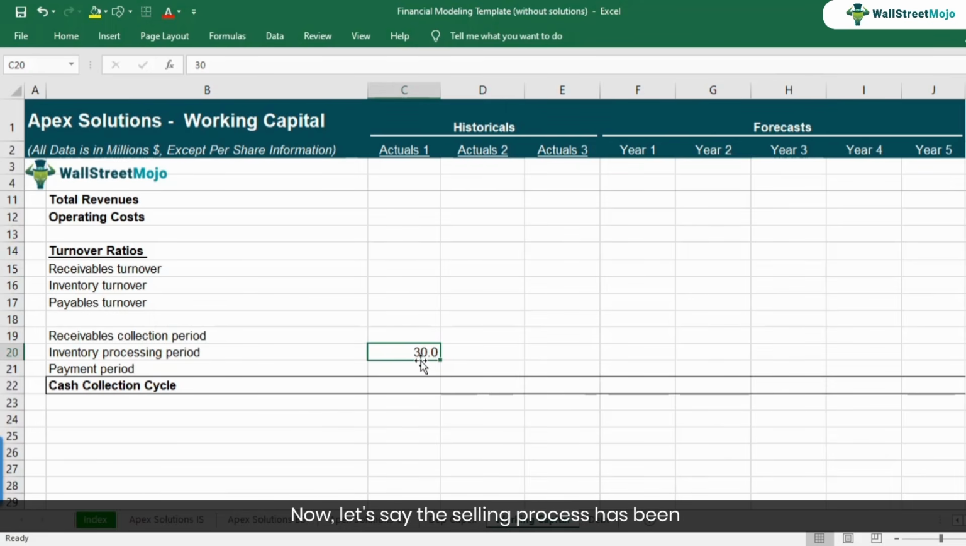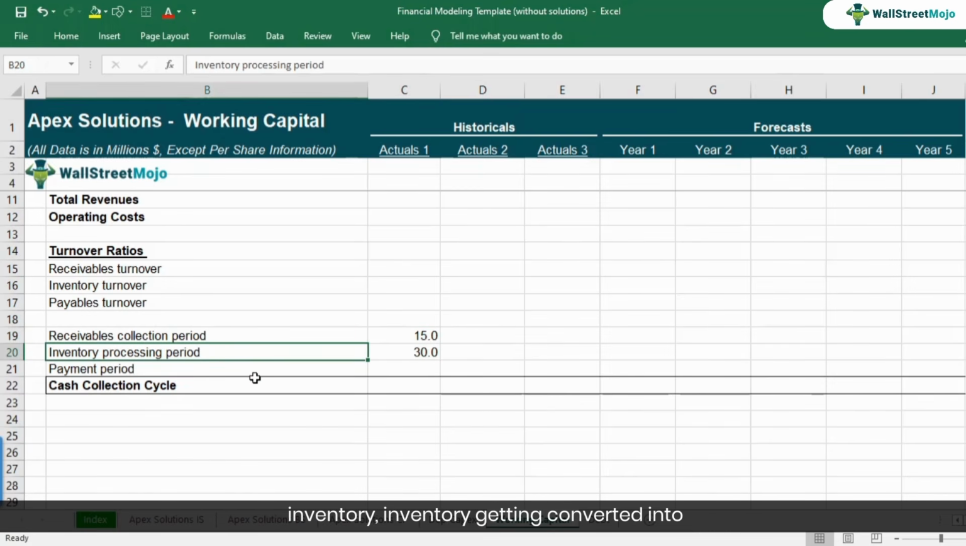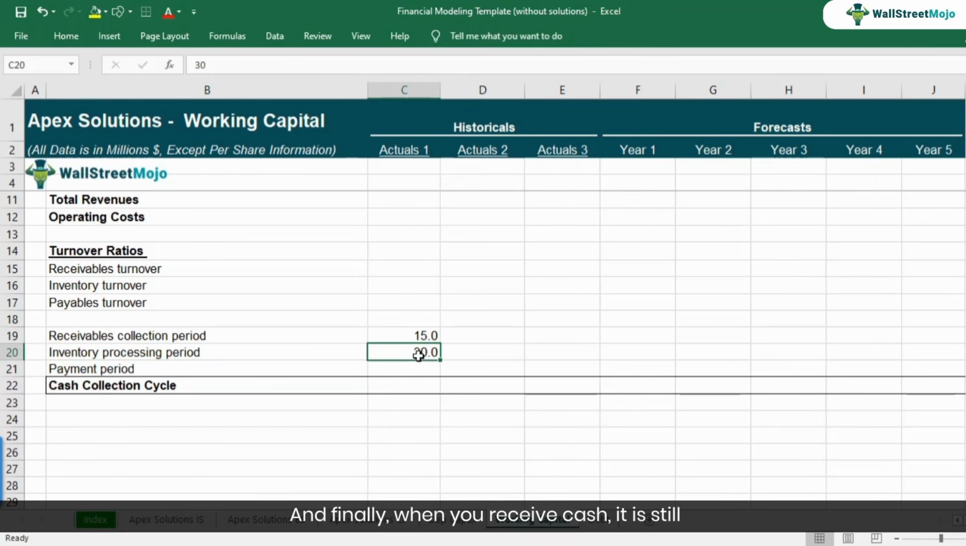Now let's say the selling process has now been completed and the client has bought this product on credit. Okay, so a credit period could be 15 days, 30 days, whatever. Let me just put this number randomly as 15 days. So what's happening is that when you're making an investment in the inventory getting converted into WIP, work in progress inventory, and then finished goods, and then the selling process happens, and finally when you receive cash it is 45 days, right? 30 days and 15 days, 45 days. So your cash is stuck in the system for 45 days, right?